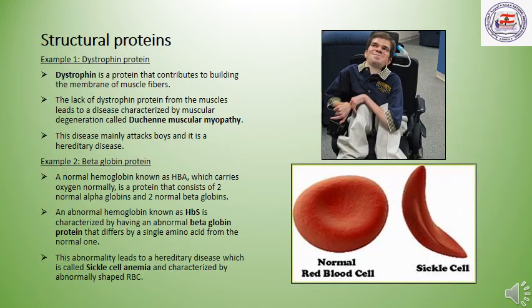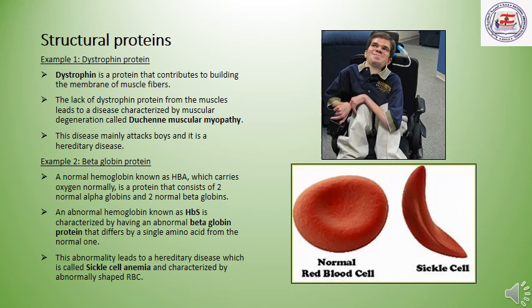Structural proteins. One very famous example of structural proteins is the dystrophin protein. Dystrophin is a protein that contributes to building the membrane of muscle fibers. The lack of dystrophin protein from the muscles leads to a disease characterized by muscular degeneration, and this disease is called Duchenne muscular myopathy. This disease mainly attacks boys, and it is a hereditary disease.